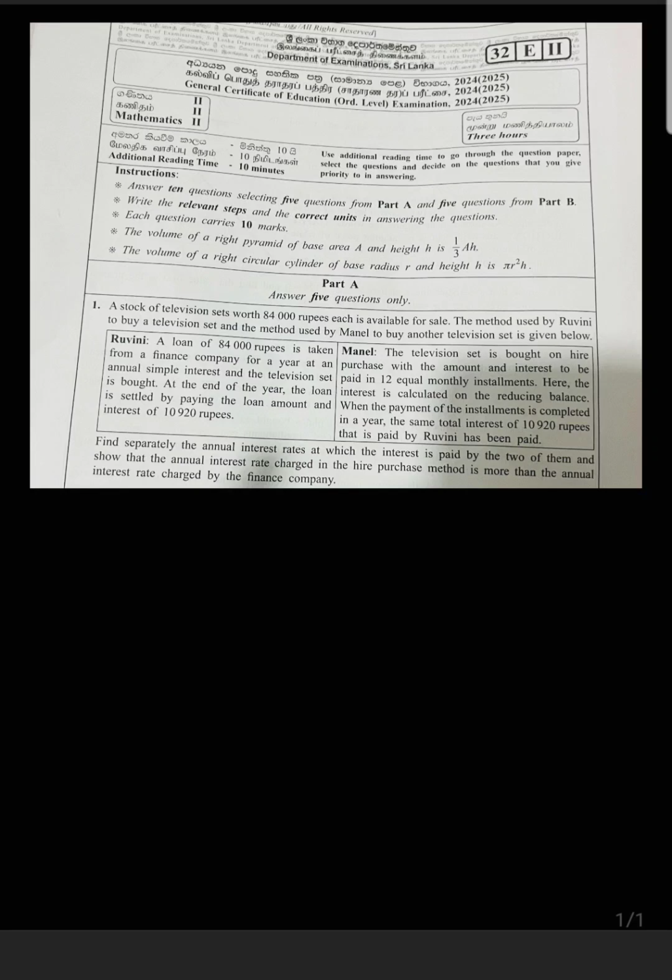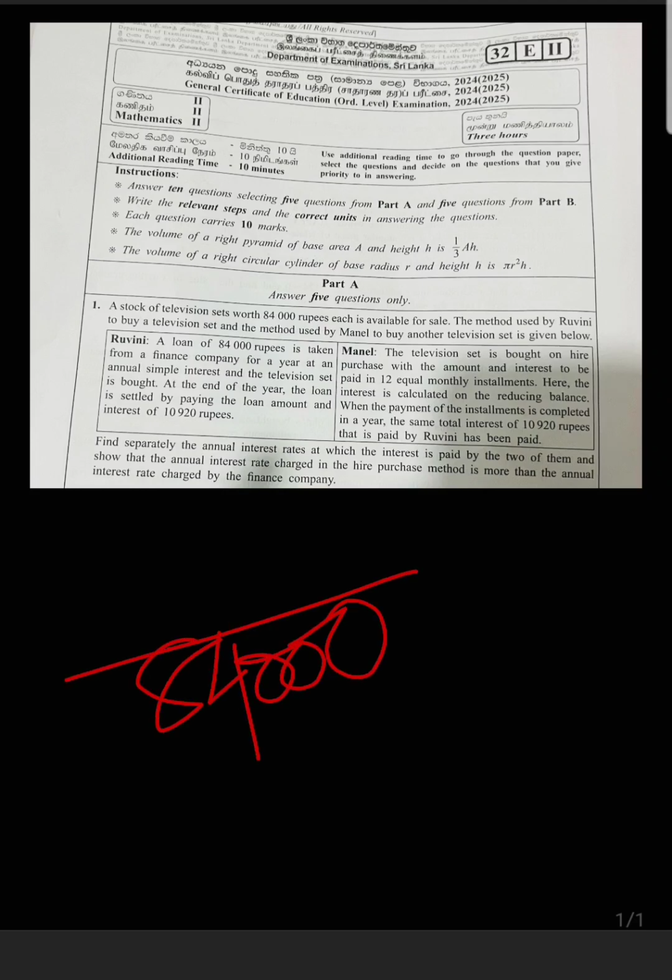So for the first one, it is a simple interest. So it's very easy to find out the answer. See here, since it's a simple interest, we can quote this answer like this. For 84,000, Ruvini has got the interest 10,920. This 10,920 is the interest for Ruvini for the amount of 84,000.